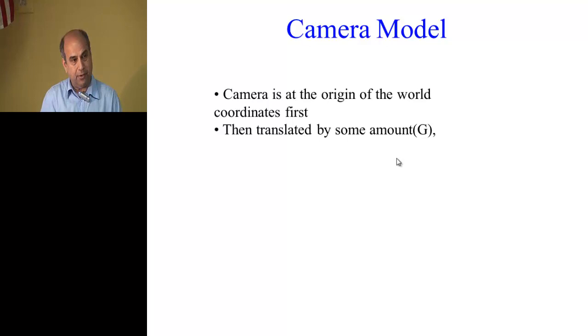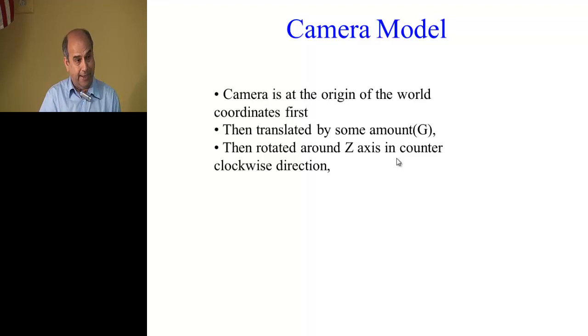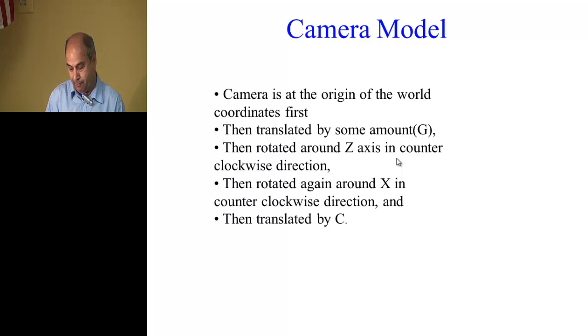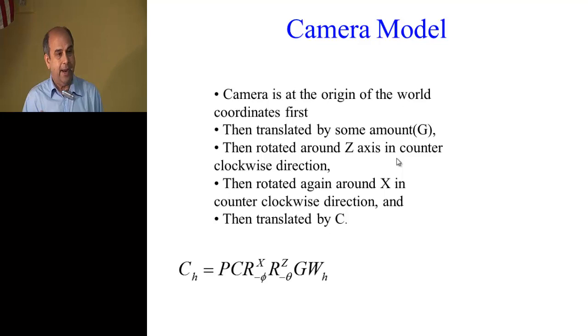So first we are going to translate by this G matrix. Then we are going to rotate, for example, around the Z axis in the clockwise or counterclockwise direction. That's the second transformation. Then we are going to rotate around the X axis in the counterclockwise direction. And then we are going to translate again by matrix C. So this is a series of transformations, and for every transformation we have a matrix.